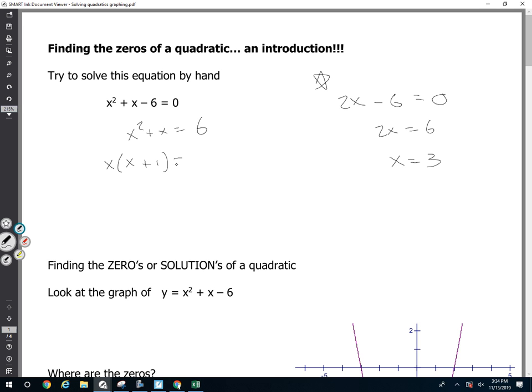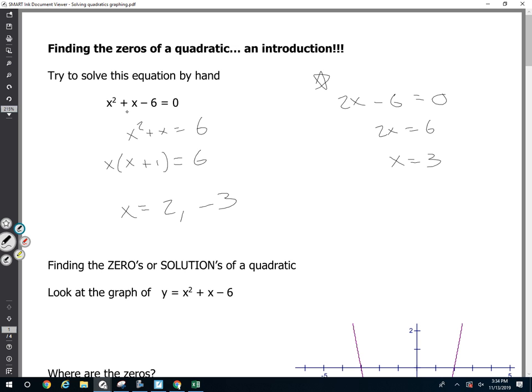x times x plus 1 equals 6. It's 2. Oh, we got the answer. It's more than one answer. x is not just equal to 2. x could equal 2, and x could equal -3. Bet you wouldn't have found that if you tried it this way.